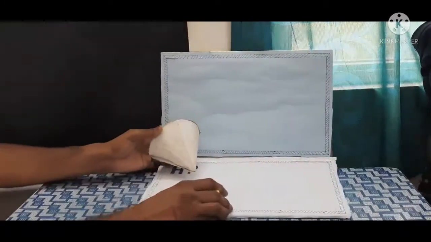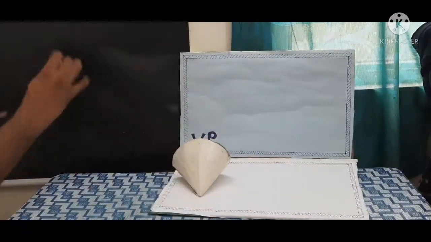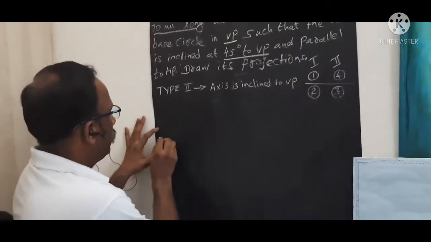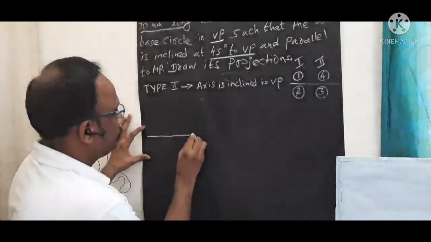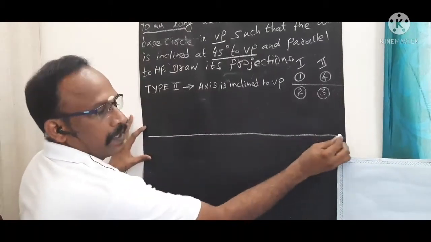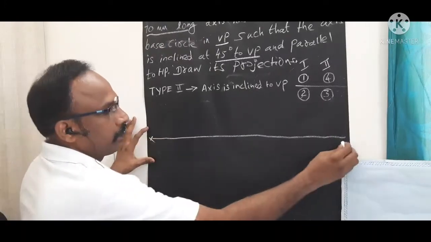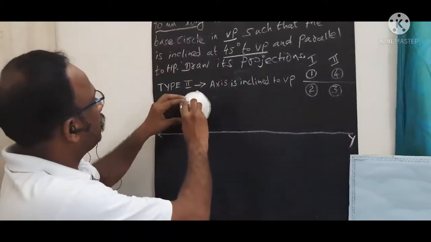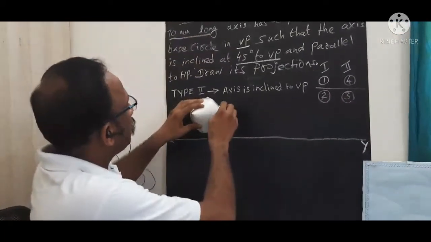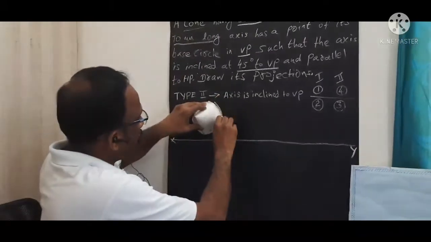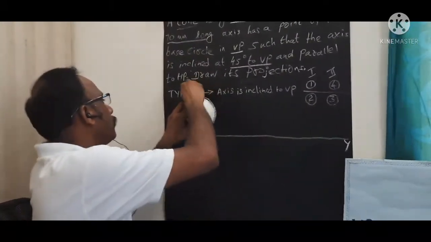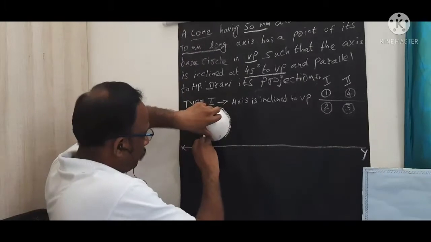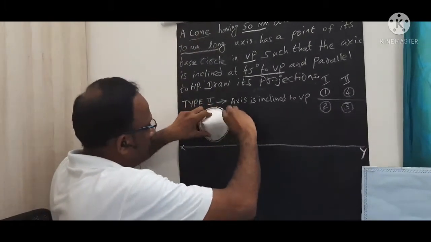So first we draw the straight XY reference line. This is the XY reference line. Now we need to draw the front view first. So first we draw the front view of the cone. It is seen as a circle, because the circle will be visible in the front view. We need to draw this.